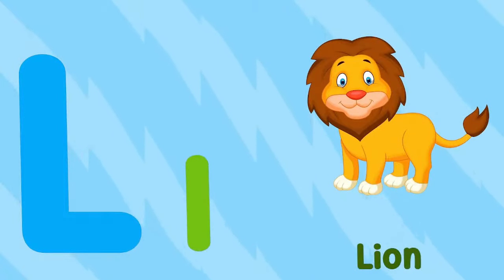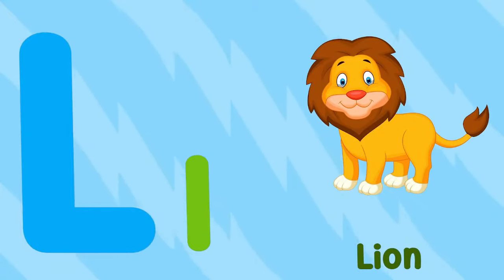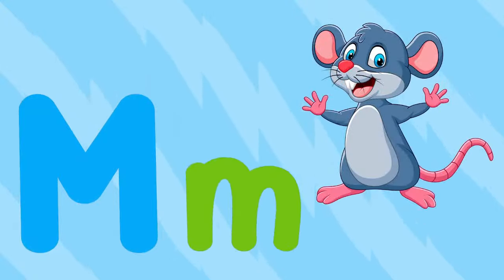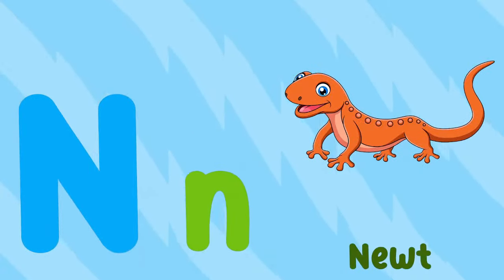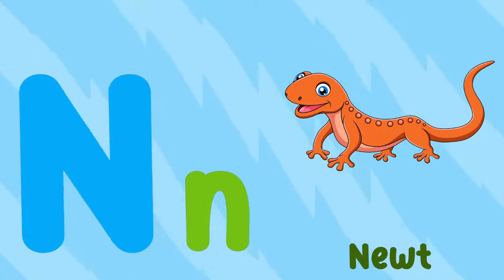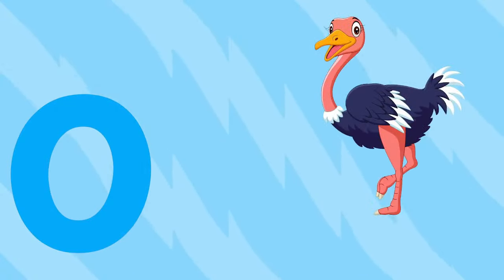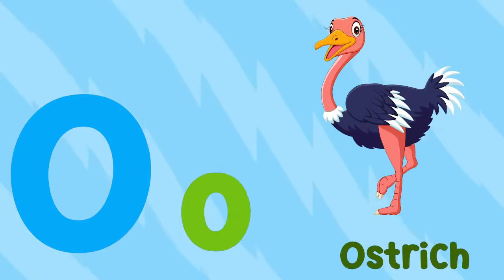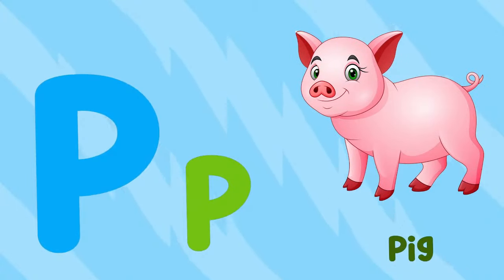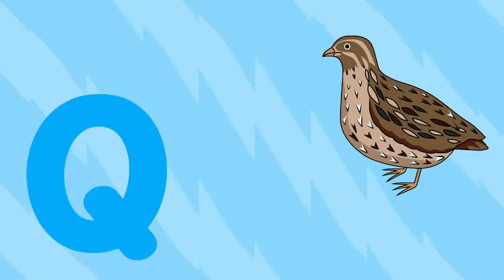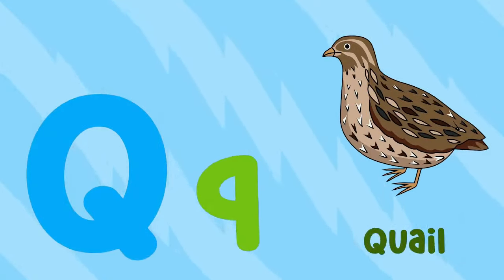L, L, lion. M is for mouse. M, M, mouse. N is for newt. N, N, newt. O is for ostrich. O, O, ostrich. P is for pig. P, P, pig. Q is for quail. Q, Q, quail. R is for rhino.